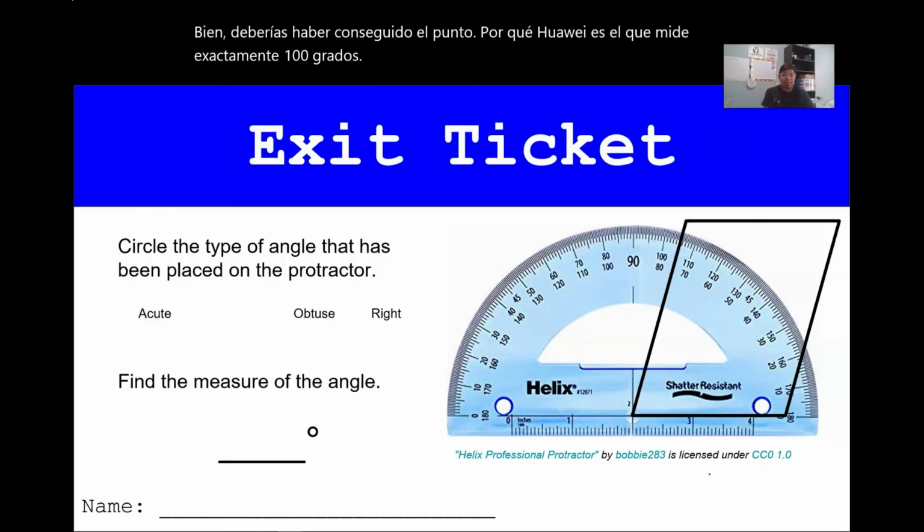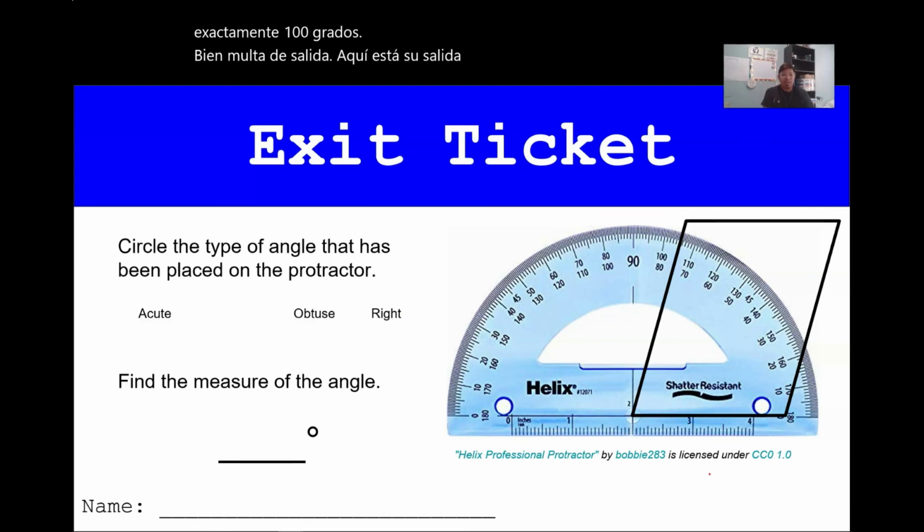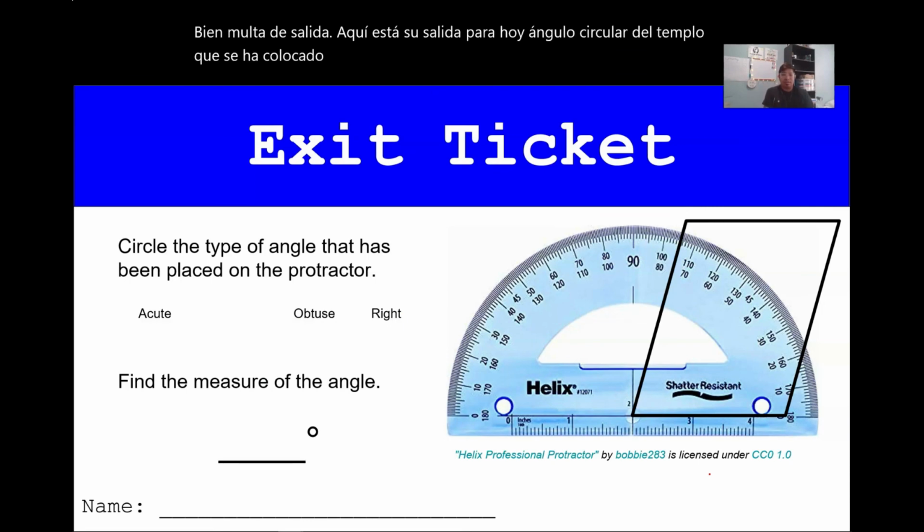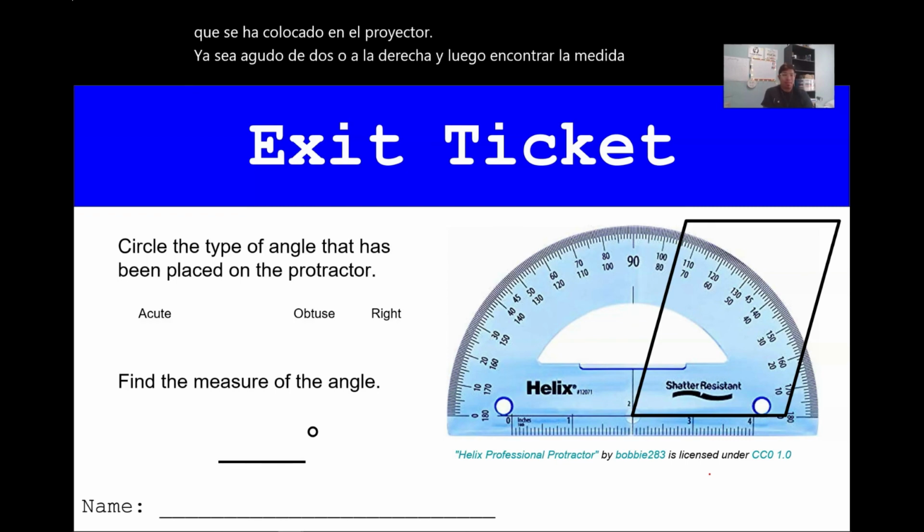Alright, exit ticket. Here is your exit for today. Circle the type of angle that has been placed on the protractor, either acute, obtuse, or right. And then find the measure of the angle, okay? And go ahead and write this in your journal.